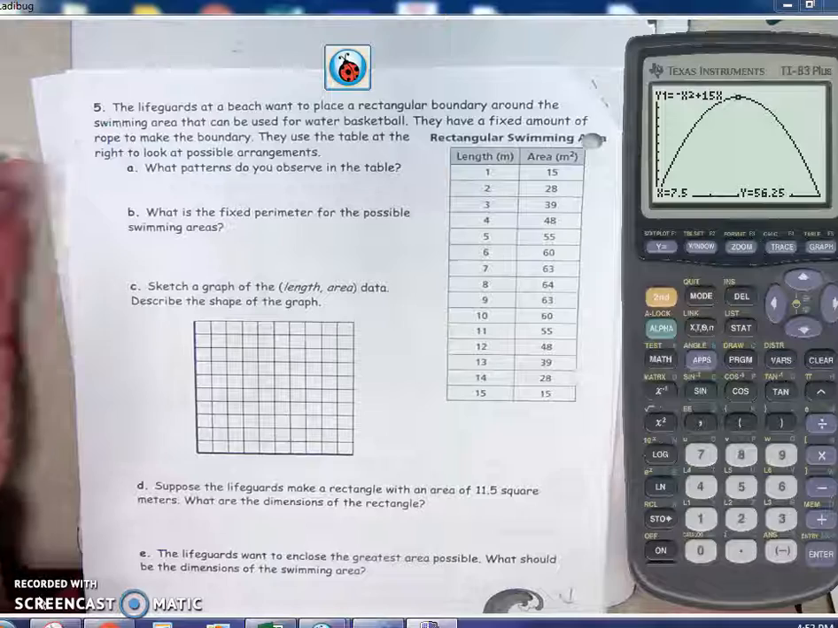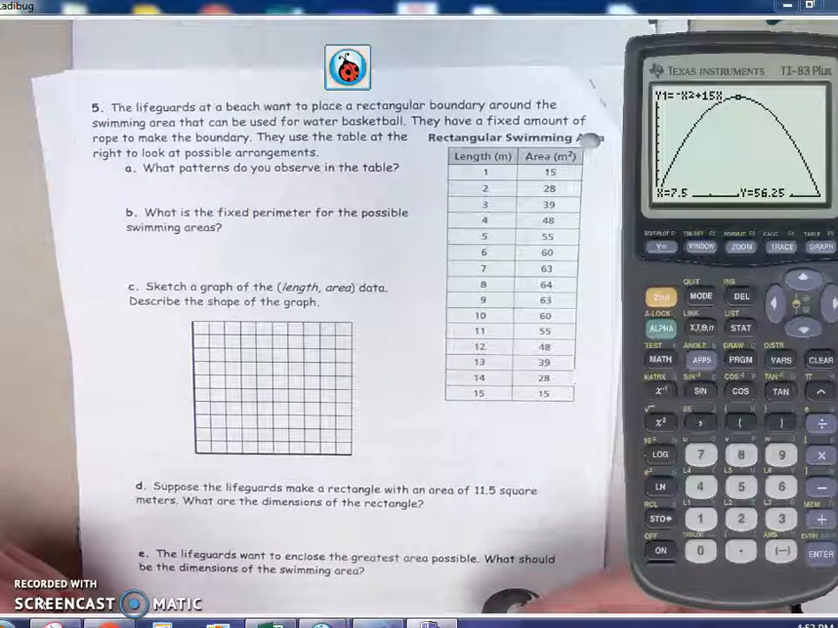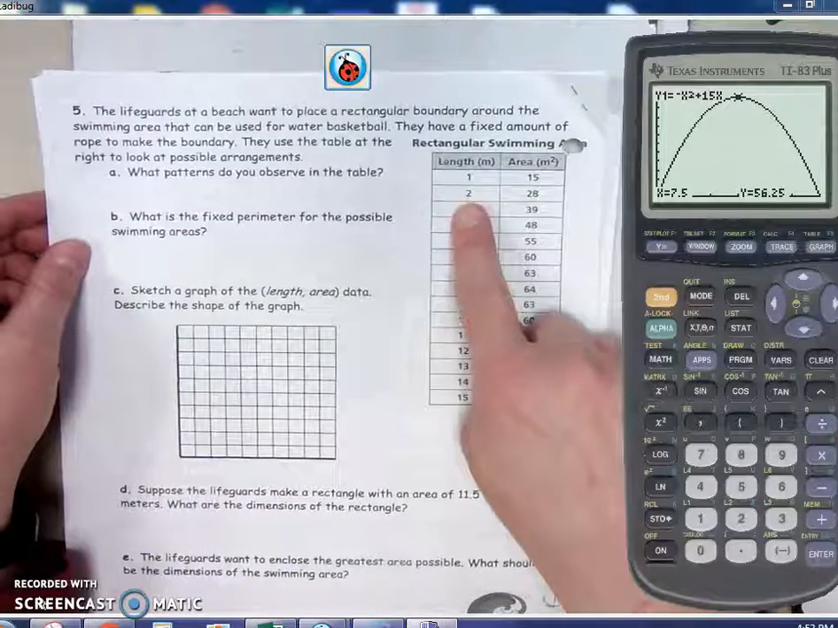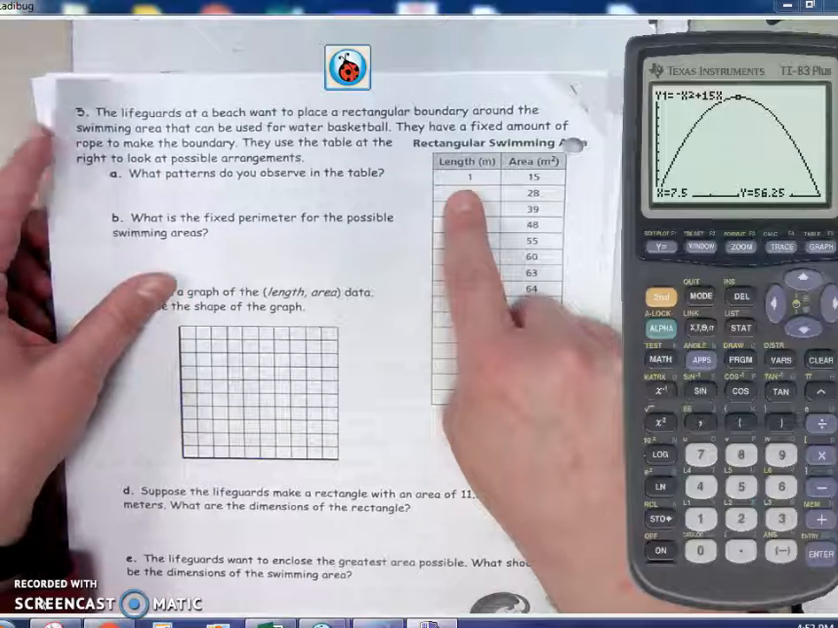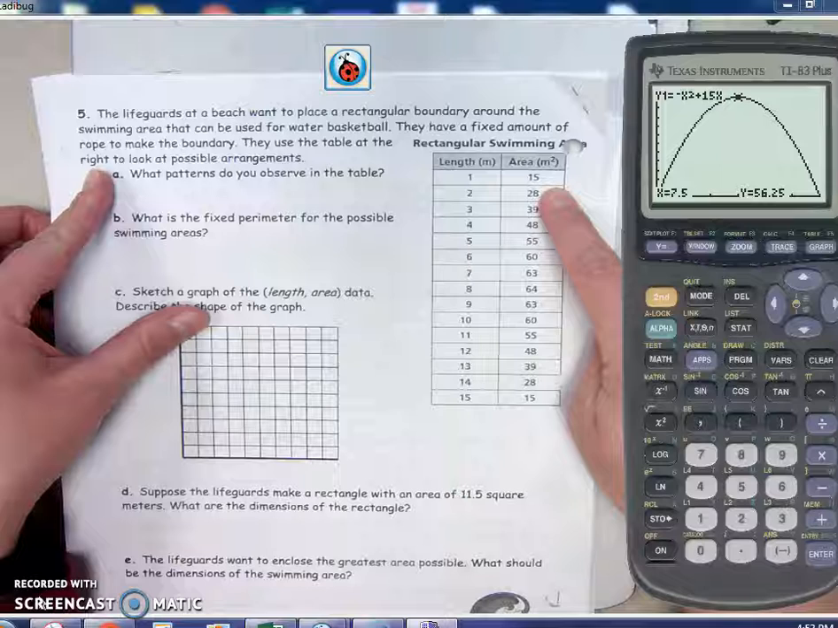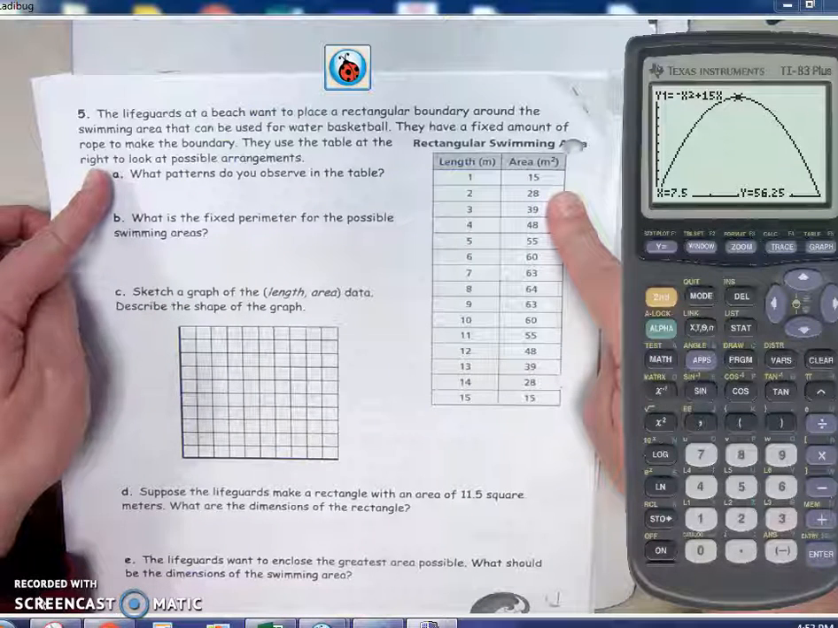So if you have this worksheet and you have this packet, then you can finish number 5 on the back. If not, I will describe this to you so you can make a table. You notice in this table, the length is going up by 1. And then here are the different areas. So if you want to pause and copy those down, you can.